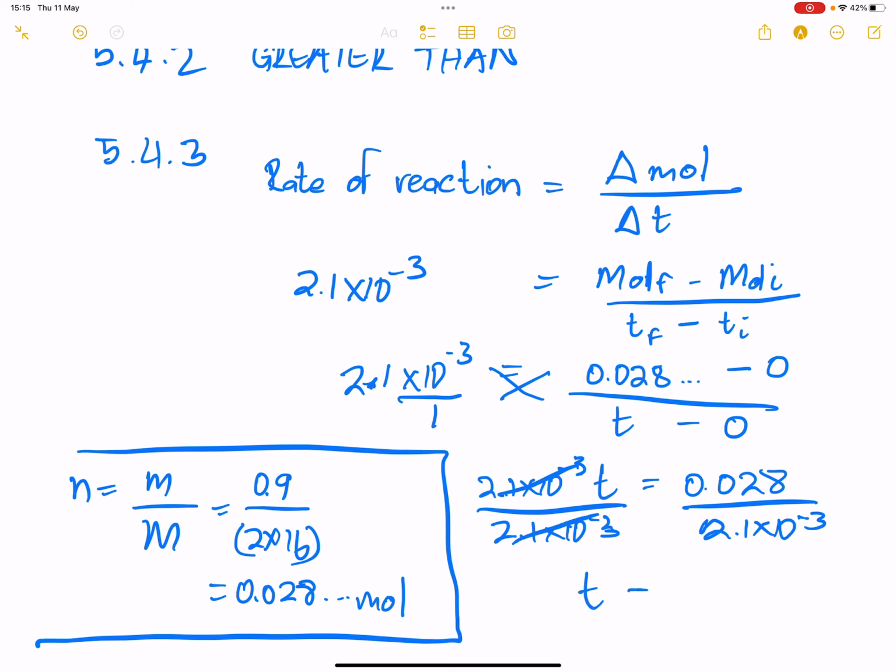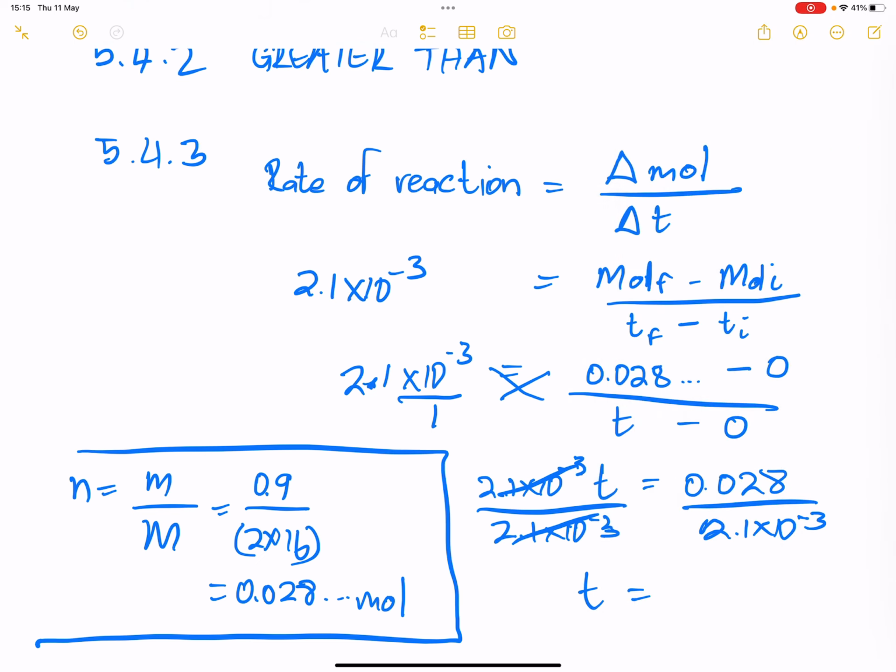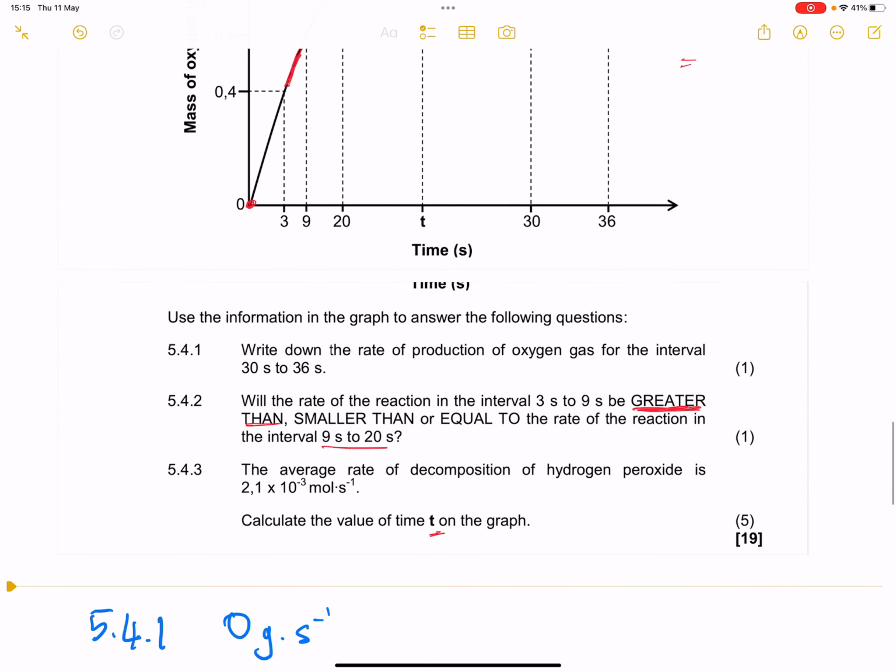And what do we get? Okay, right, so I'm going to take that value and divide it by 2.1 exponent negative 3, and I get a time of 13.39 seconds. So my time there is 13.39 seconds. Right, I hope that makes sense, ladies and gents.